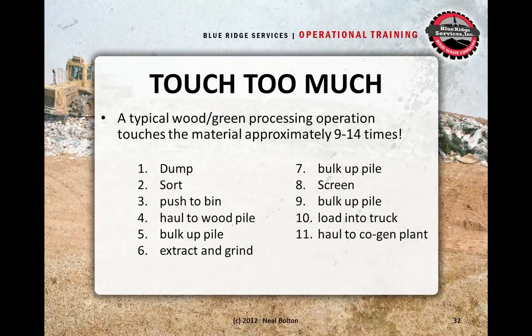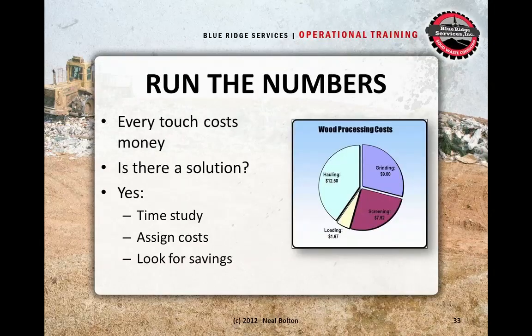When we see a process where the material is handled this many times, it's begging for an efficiency analysis because there are a lot of opportunities to cut processes out, to shorten processing times. Every time we touch that material, it costs money. And so doing time studies, assigning costs, and looking for savings is an important way to do that.